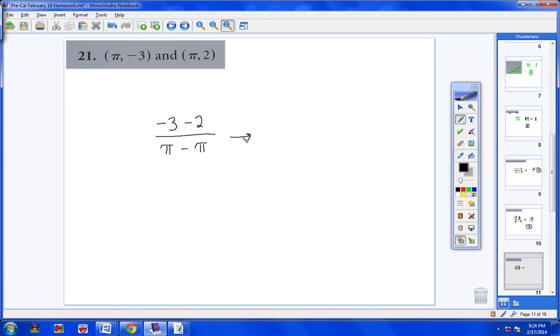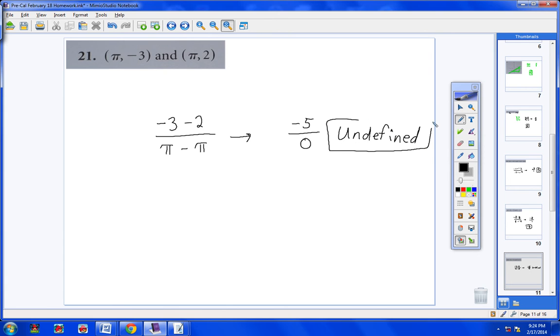Now, negative 3 minus 2 is a negative 5, but anything minus itself is 0. Pi minus pi is 0. So we're going to stop right there. Anytime you have 0 in the denominator, that means you have undefined or no solution. So the slope of the line that passes through these 2 points is undefined.